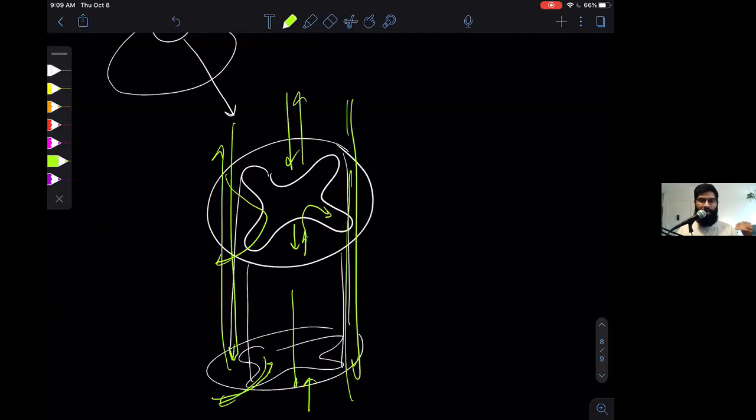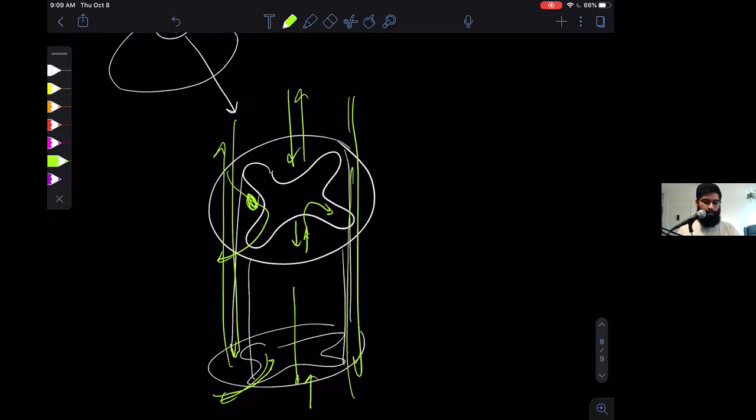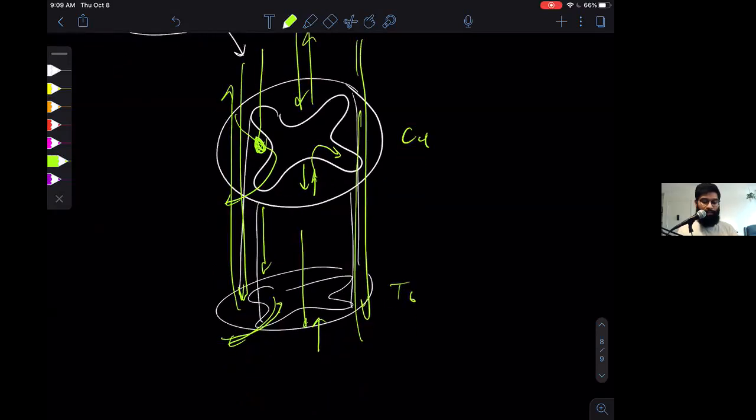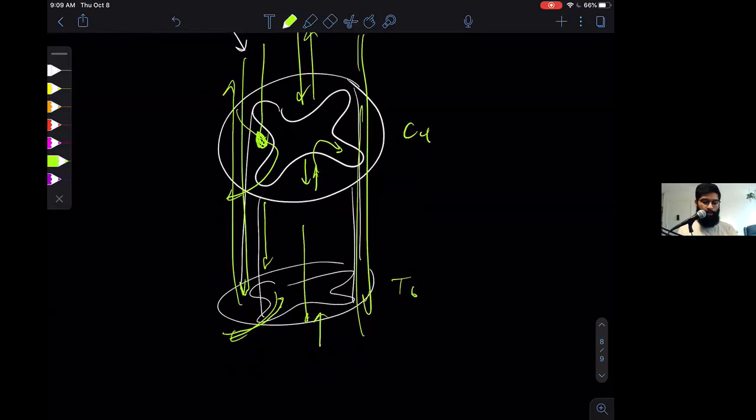Okay, so let's say we take a section at T6. Remember I said that T5 through T9 is where the sympathetics exit to go to the adrenal medulla. So let's say this is where the sympathetics are descending, and this is T6, and let's say this is C4 or something like that. Here, the sympathetics are just going to keep going, thinking, I don't have to leave yet. It's just a highway. And when it gets to T6, it's like, all right, it's time to leave. And so then it will exit.